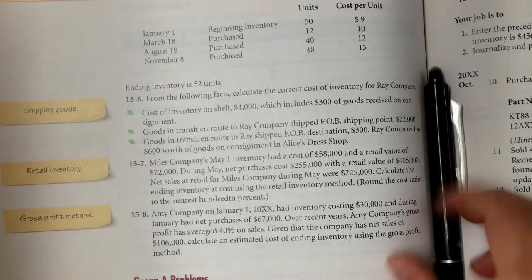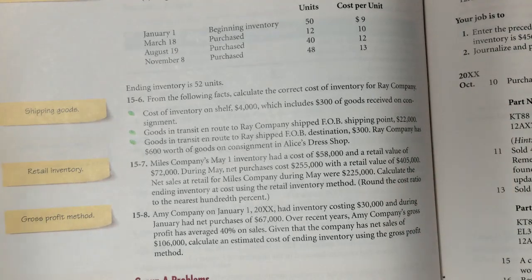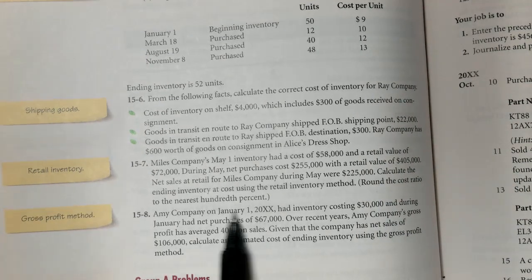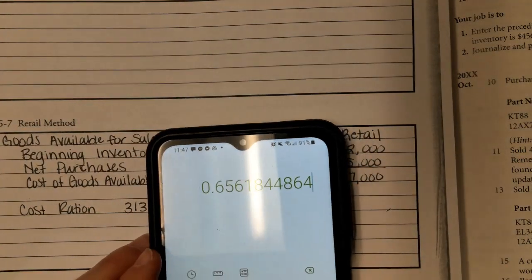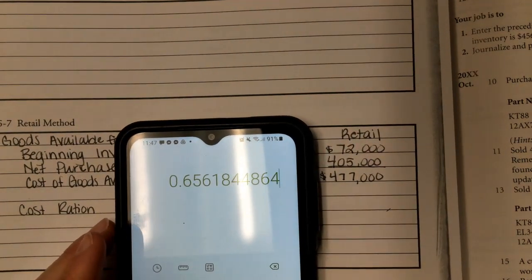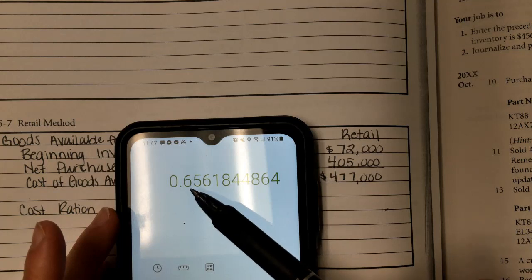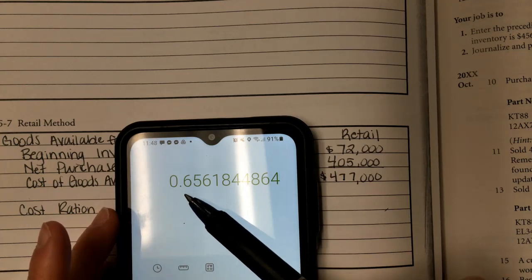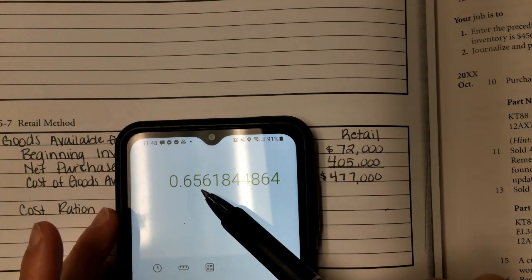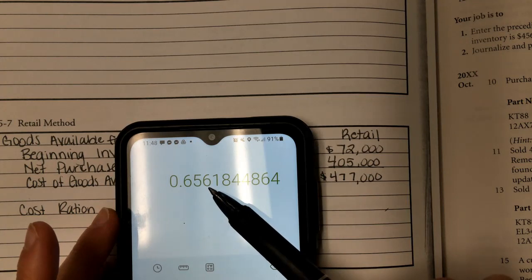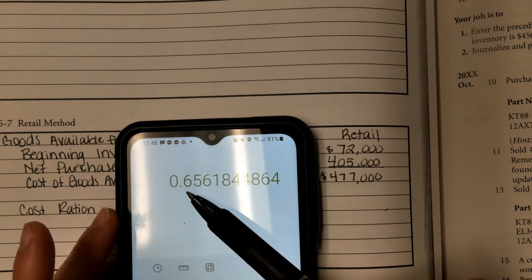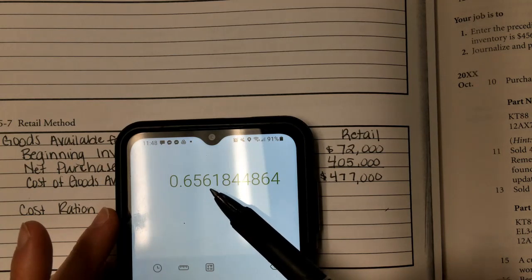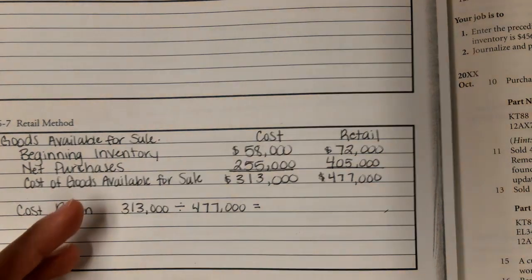Does it tell us what to round to? Yes. Round the cost ratio to the nearest 100th percent. So just a real quick reminder, the 100th percent is, if you take your decimal over, so you have 65, and then the 6 is the tenths, and the 1 is the hundredth. So we're going to round that up to 2. Should be 65.62%.